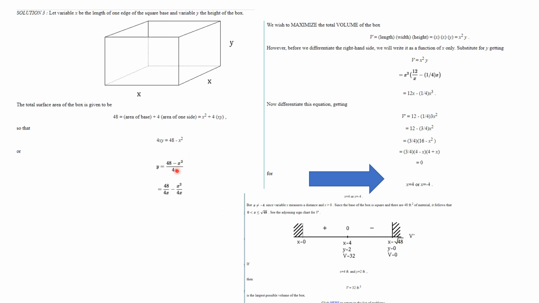Because I will have 48 minus 16 is 32 over 4 times 4, which is 16, and so y is 2. So that is where I get those answers.